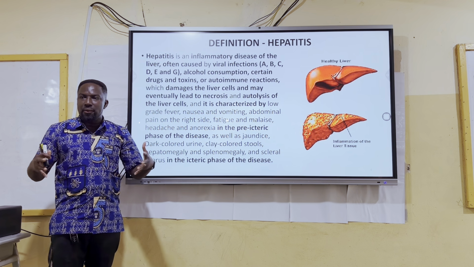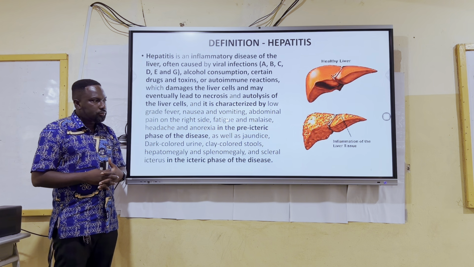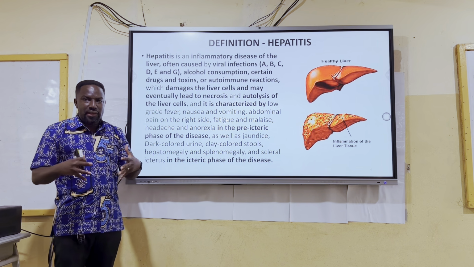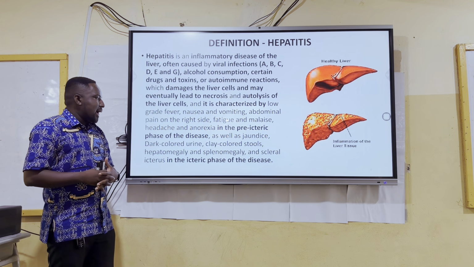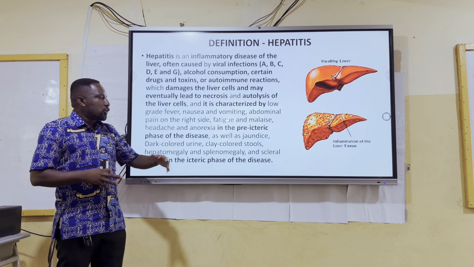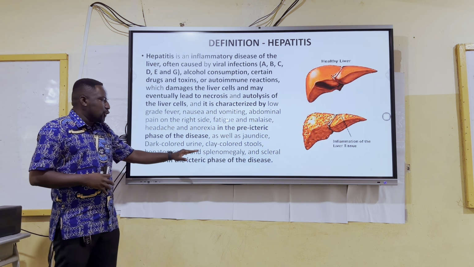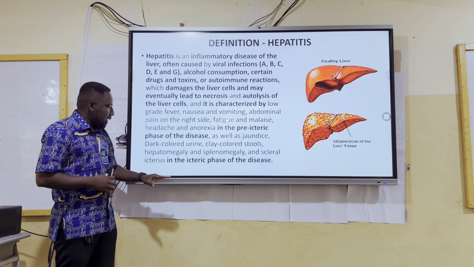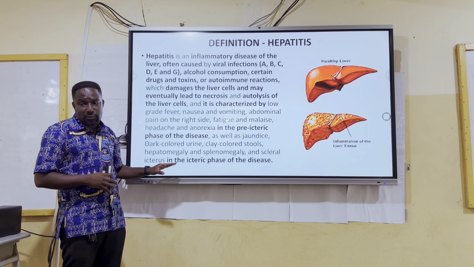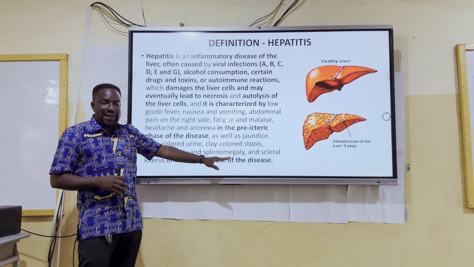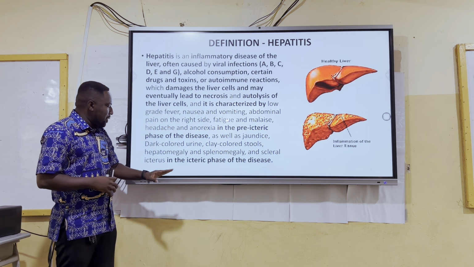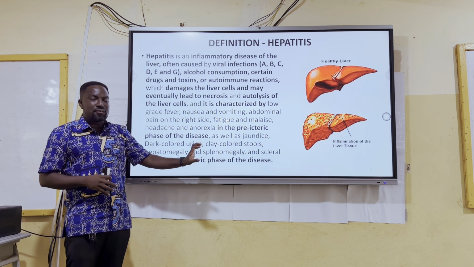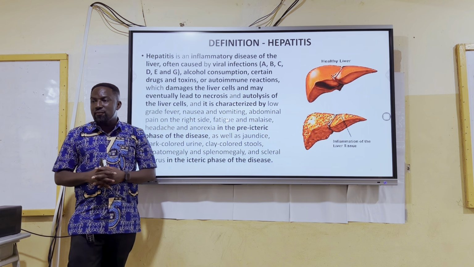Let's say pre-icteric phase. And then we also have jaundice, dark-colored urine, clay-colored stool, hepatomegaly, that is enlargement of the liver, splenomegaly, enlargement of the spleen, and sclera icterus as the clinical features under the icteric phase of the disease.